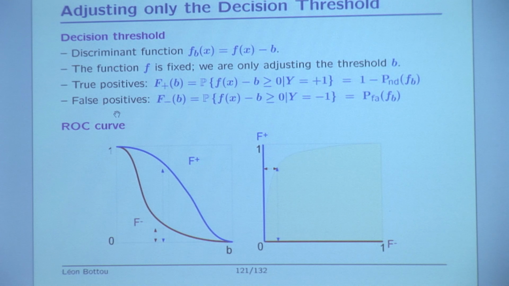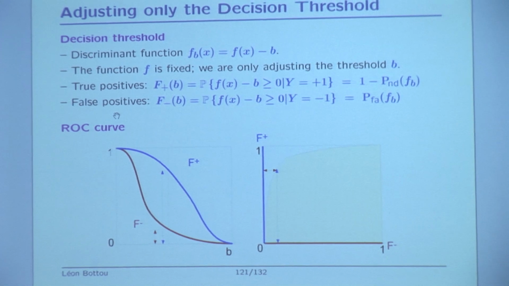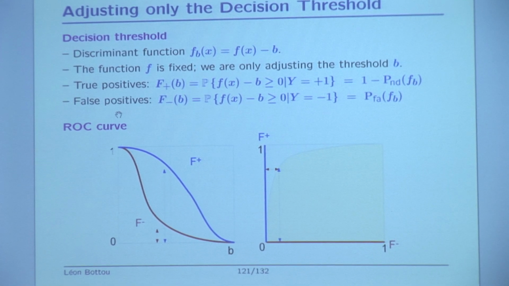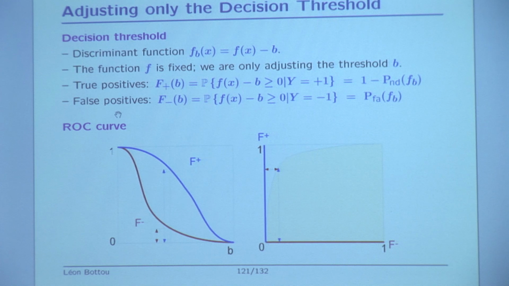So one thing we can do, and that happens a lot in practice, is to build a classifier with some method, with data that's reasonable, and then we adjust the decision threshold. So your classifier is now f_b of x, which is f of x that you obtain from some data set. You do some trick. It's fixed now, and you just adjust the threshold. And you can define the probability of true positives, which is P of f of x minus b greater than 0, given that it's a positive, which is the same as 1 minus the probability of non-detection, and the probability of false positives.